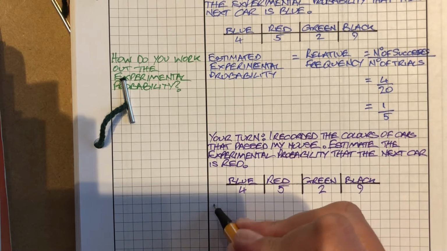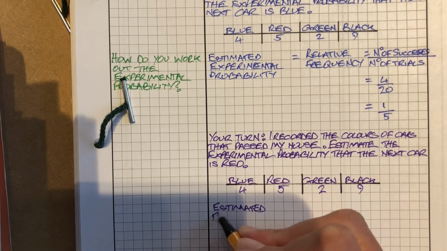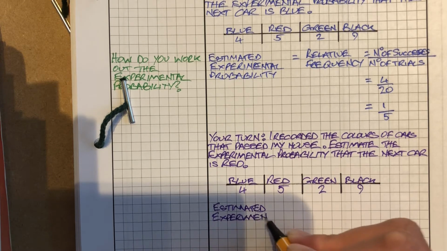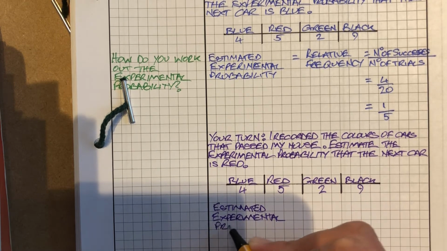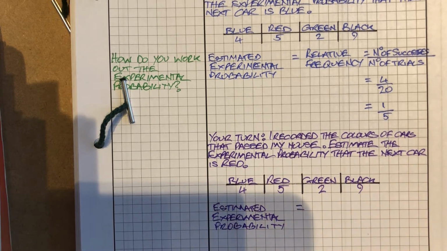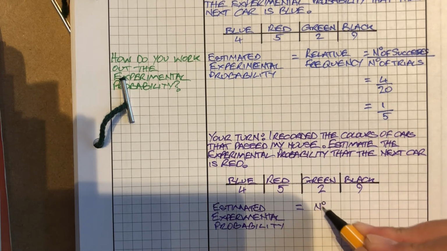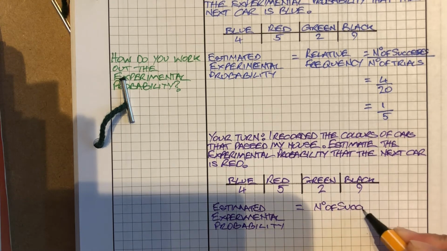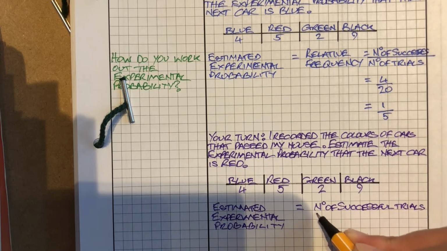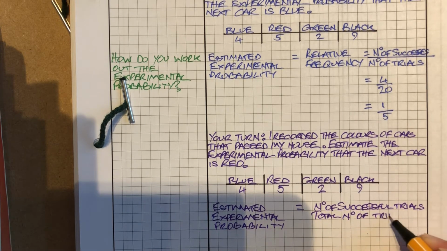Right, so your estimated experimental probability is equal to your relative frequency. I'm not going to write relative frequency this time. So, number of successes, number of successful trials, got a little bit more space now, over the total number of trials.